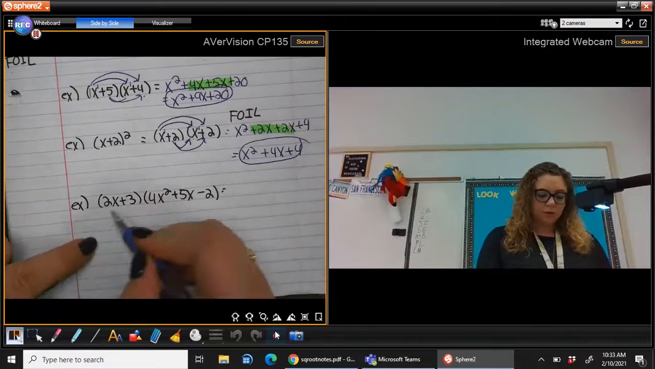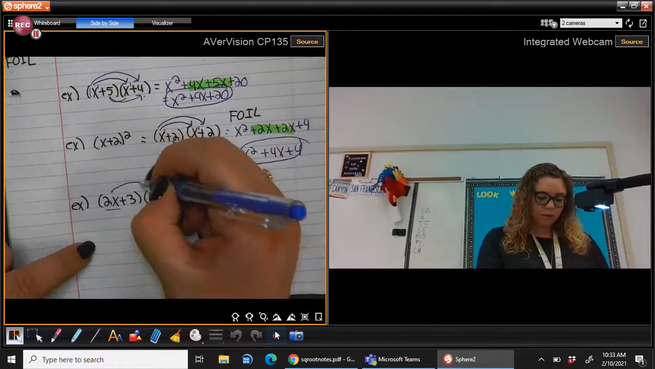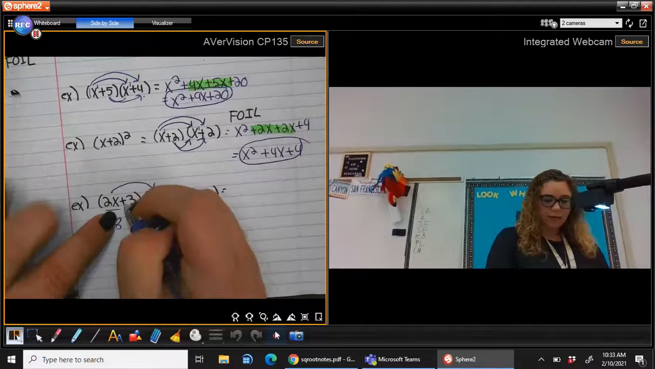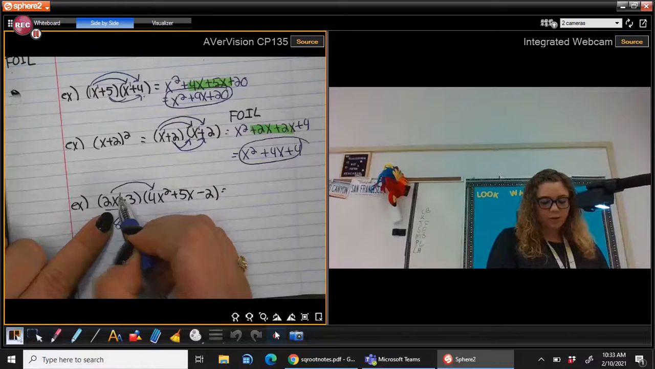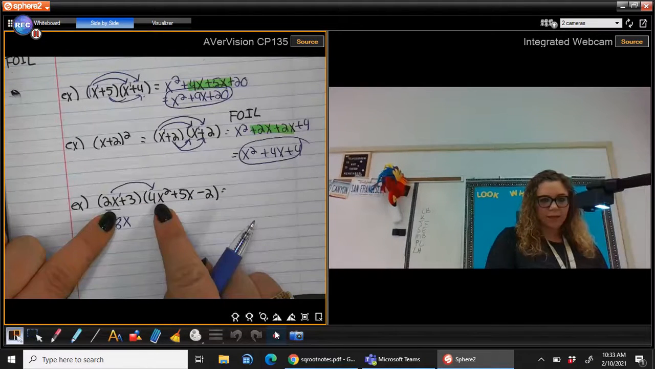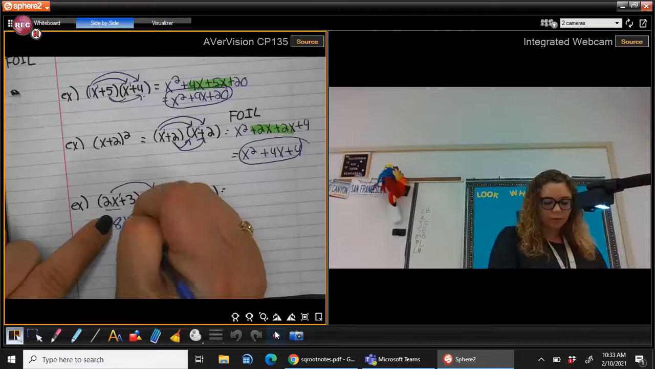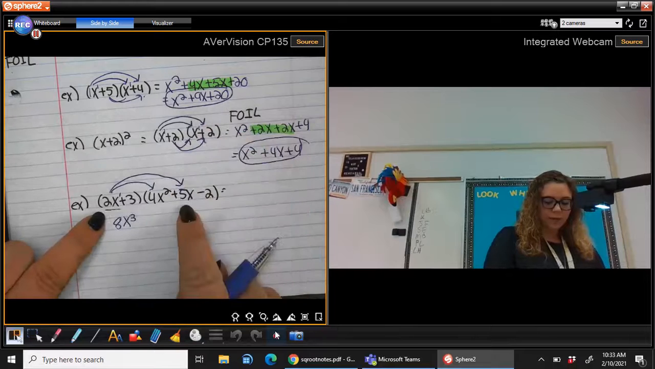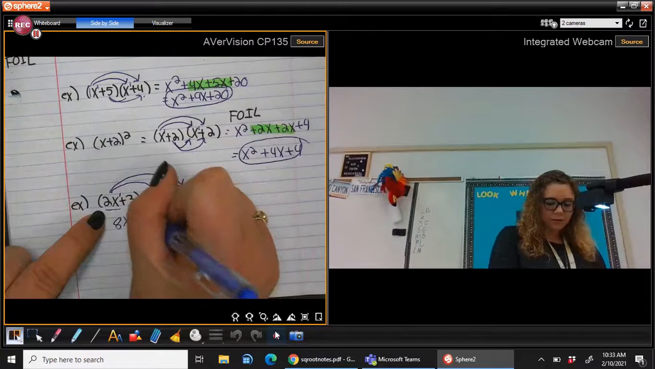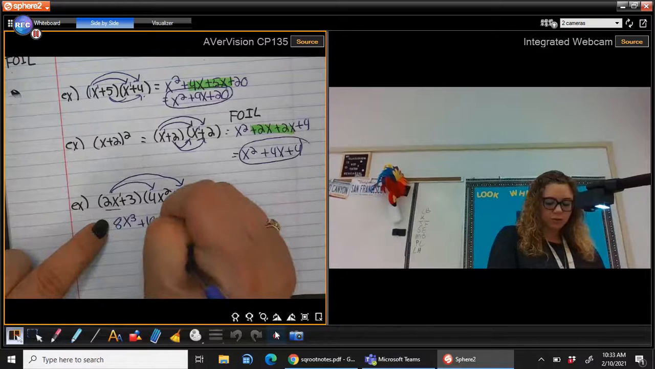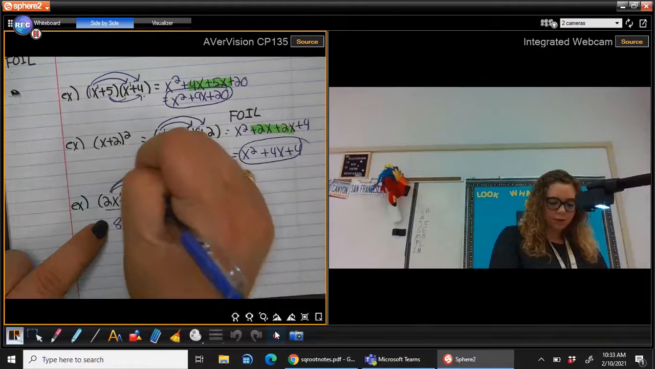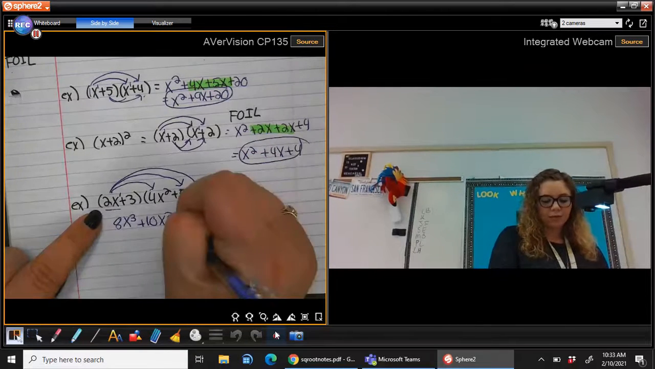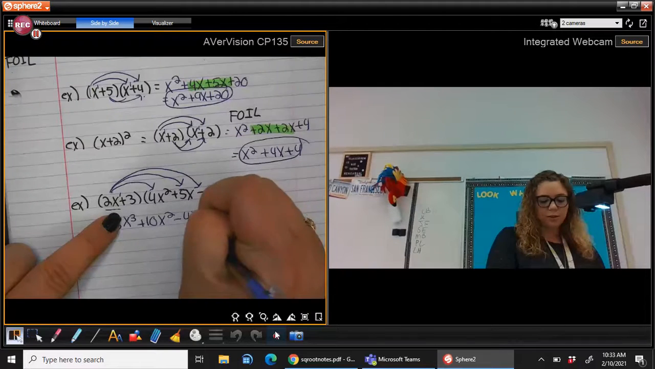So, first thing I'm going to do is work on this 2x. So, 2x times 4x squared. So, 2 times 4 is going to give me 8. Okay, this doesn't have an exponent, so we're going to put 1. My bases are the same, so I can combine. 1 plus 2 is going to give me 3. Then I need to distribute that 2x to the next thing, which is 5x. 2 times 5 is 10. 1 plus 1 is 2. And then I have to do one last thing to that negative 2. 2 times negative 2 is negative 4. I don't have anything to combine, so I just have 1x.